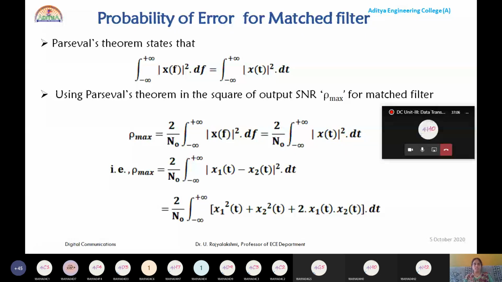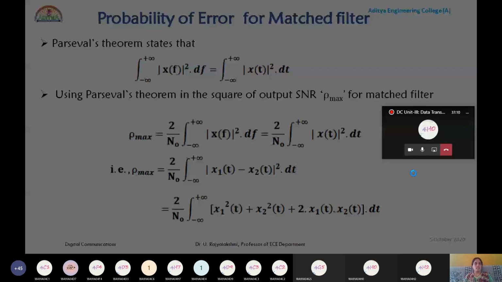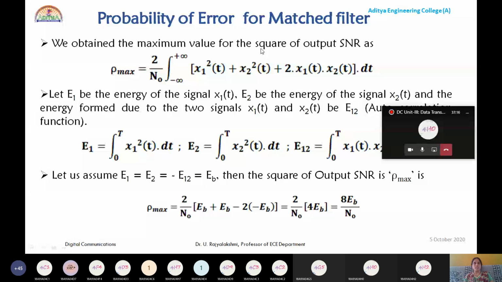So take this as a negative sign. I will replace it later. So we obtain the maximum value for the square of output SNR as 2 by n naught. Here you can do one thing.